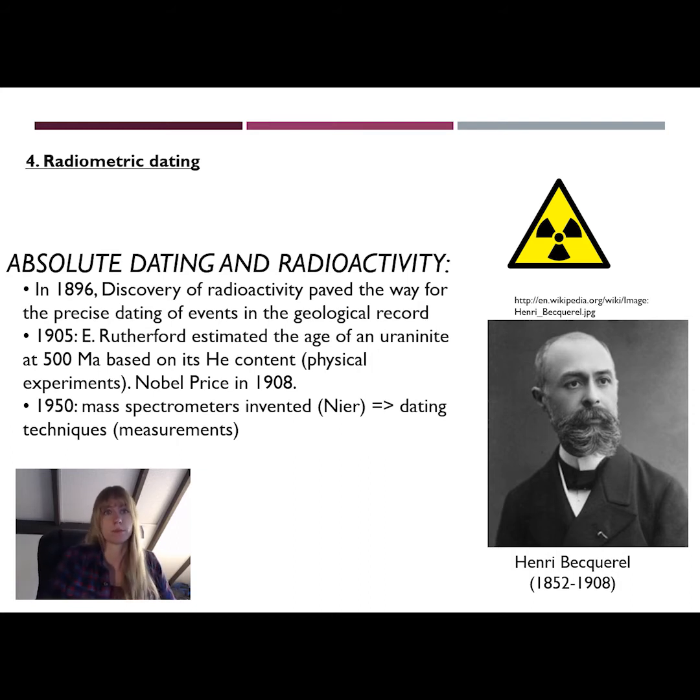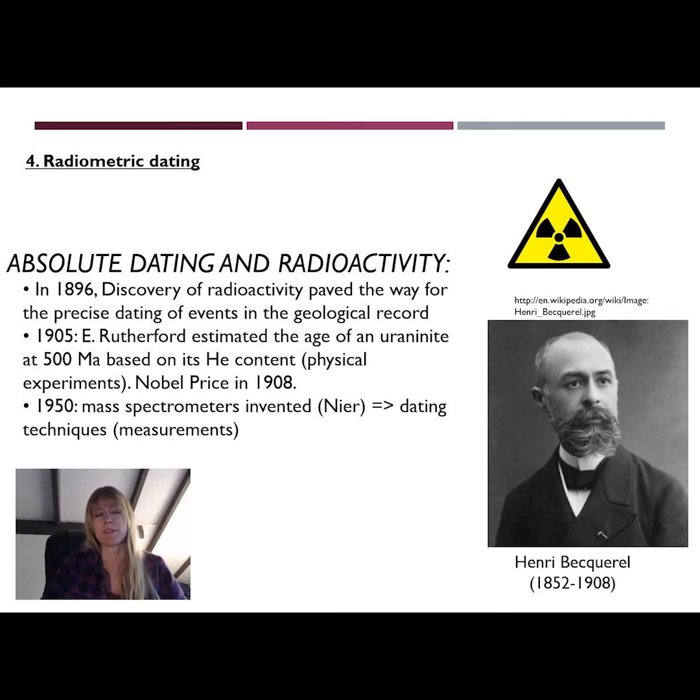Yeah. Great, right? Anyway, so in 1896 we have the discovery of radioactivity, which paved the way for precise dating of events in the geologic record. And this was done by Henri Becquerel. And then in 1905 we have E. Rutherford estimating the age of uraninite at about 500 million years based on its helium content, which he did with physical experiments, and it won him the Nobel Prize in 1908.